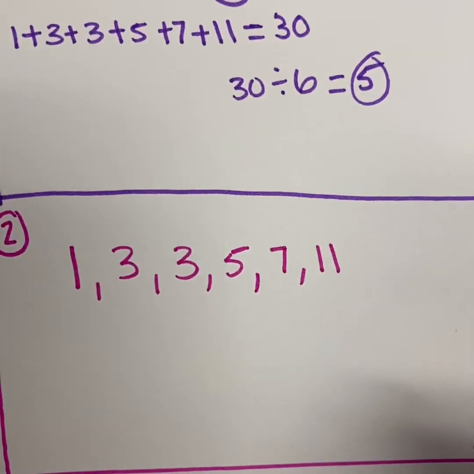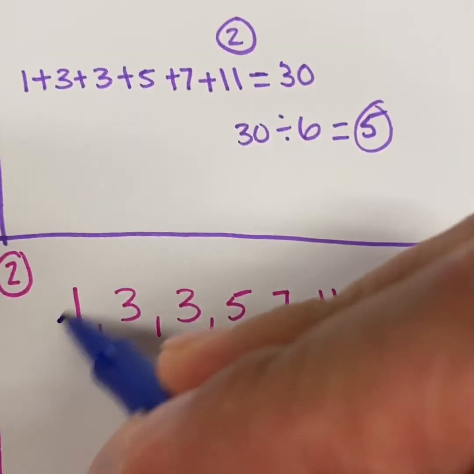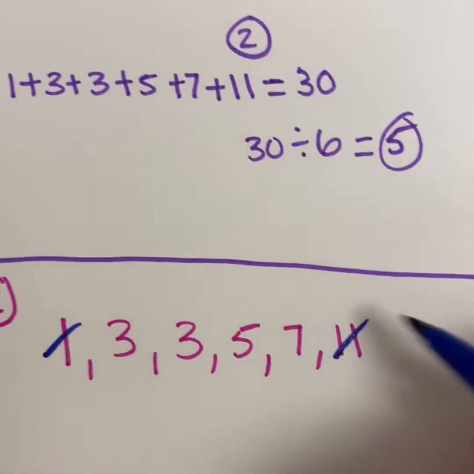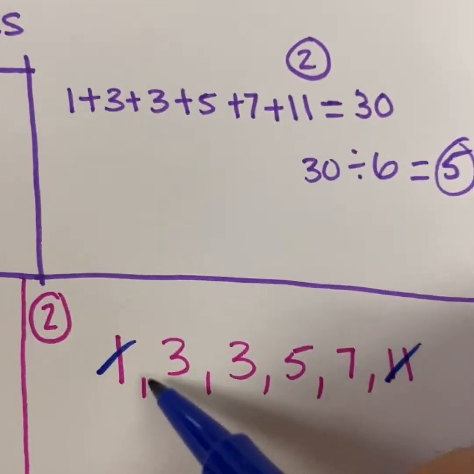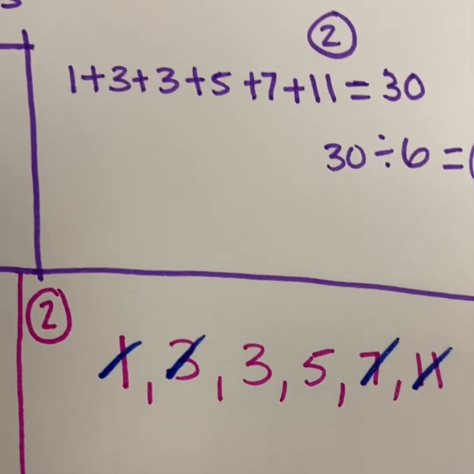When we start crossing off numbers this time, let's see what happens. We're going to take away the smallest number, followed by the biggest number. Then we're going to look for the next smallest number. It's a 3. We're going to take away 1 from the other side, a 7.